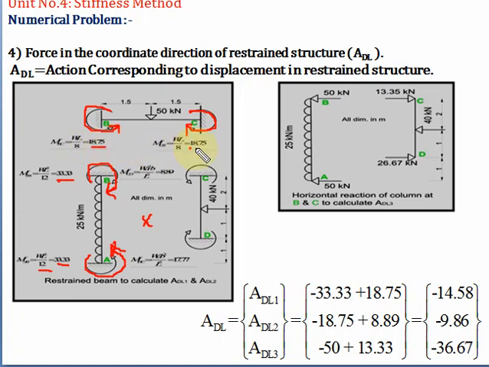Here also both the values will be the same, only the sign will be different. The fixed moment in member BC will be plus 18.75, and the fixed moment in member CB will be minus 18.75. Because here the moment is in anti-clockwise direction, there the fixed moment will be in clockwise direction.